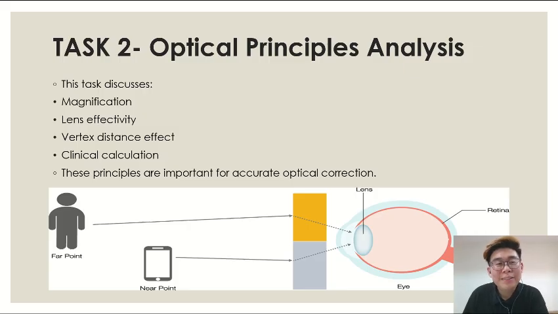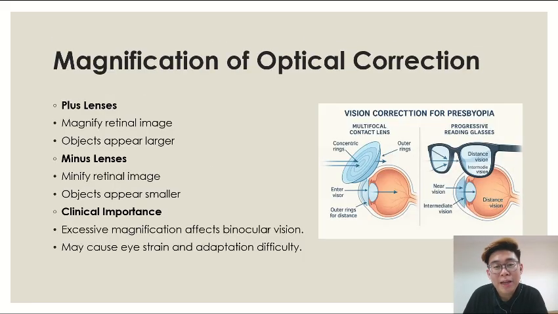Next, this is the second task. For Task 2, we discuss the important optical principles, including magnification, lens effectivity, vertex distance effect, and clinical calculation. These principles are important to ensure accurate optical correction. So let's get started. First, there is magnification.